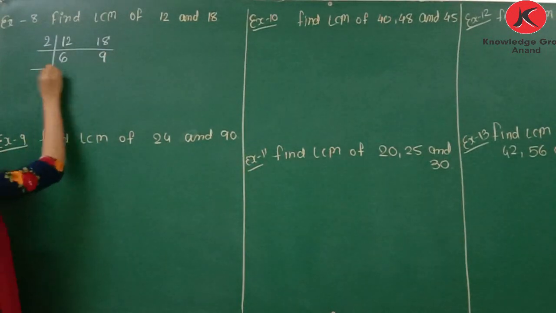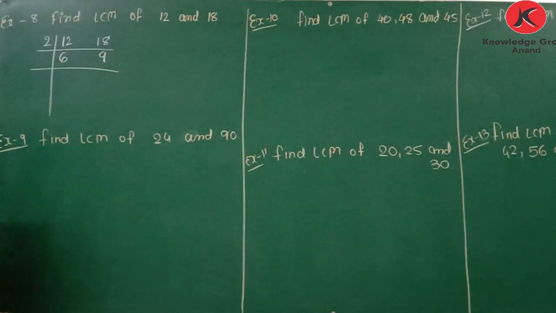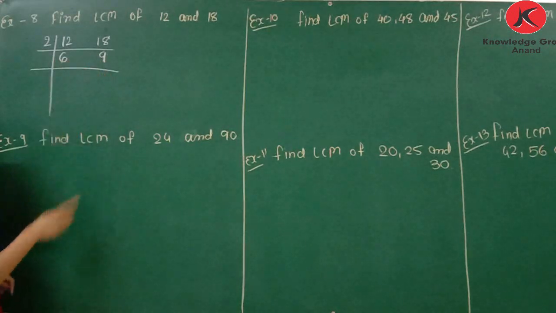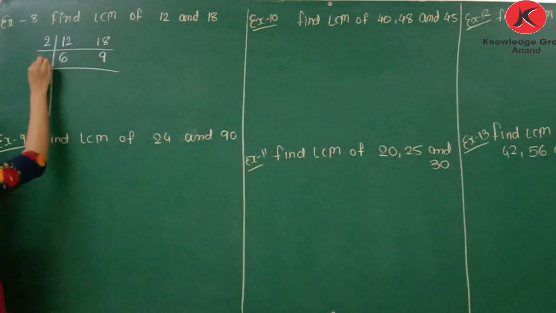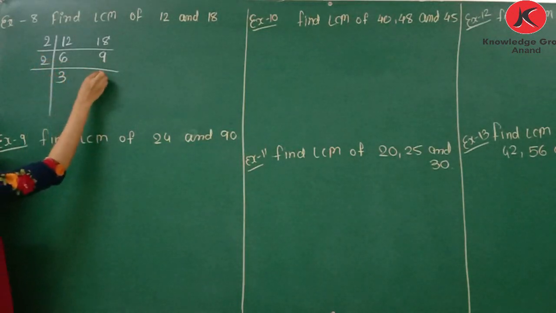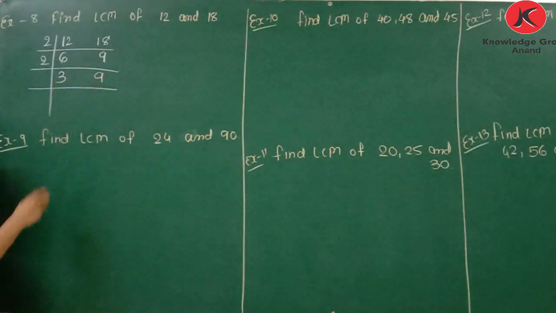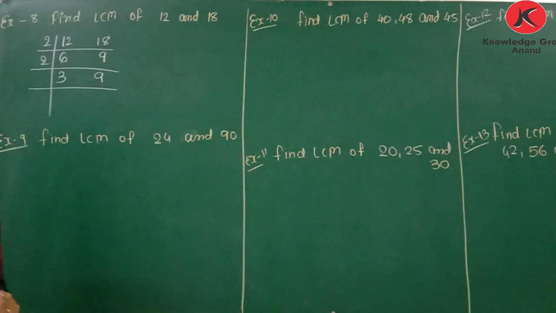Clear? Now, is there any number from 6 and 9 that is divisible by 2? Yes, 6 is divisible by 2, but 9 is not divisible by 2. So 9 will be as it is. 2 3s are 6, 9 as it is. Now from 3 and 9, none of them is divisible by 2.